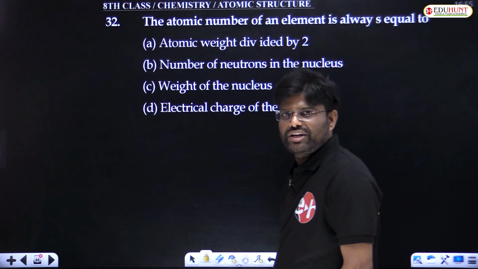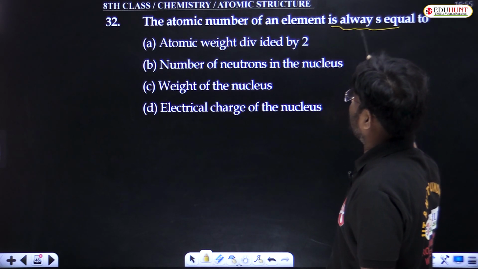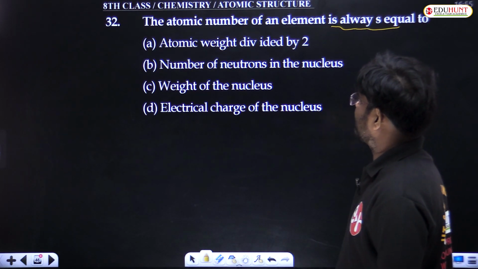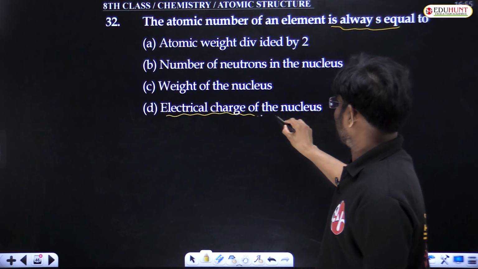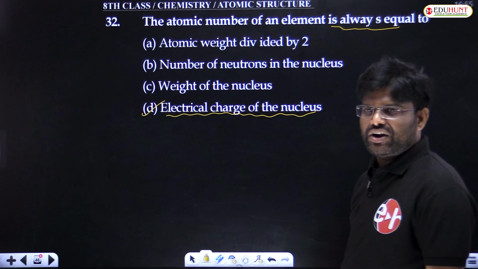Children, let's go to the next question. The atomic number of an element is equal to what? The electrical charge, that is, the positive charge of the nucleus. So option D. Direct question according to the definition.